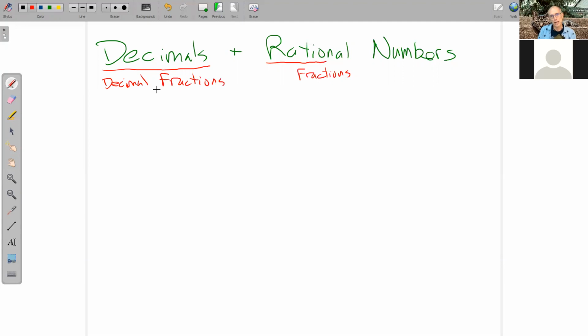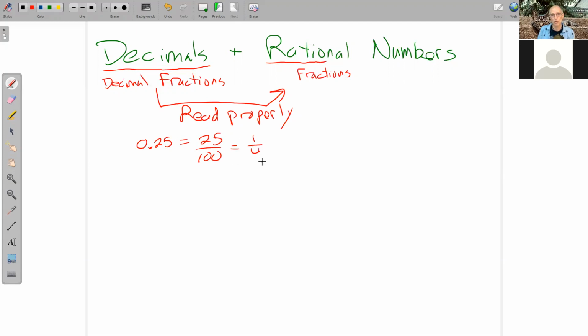We already looked at how to convert decimals into fractions, right? All we have to do is read it properly. So for example, 25 hundredths is literally 25 hundredths, and then I can reduce if necessary. Here I can see 25 goes into 100, so 25 is the greatest common divisor, and so that's the same as 1/4. So decimals to fractions, pretty easy, read properly.